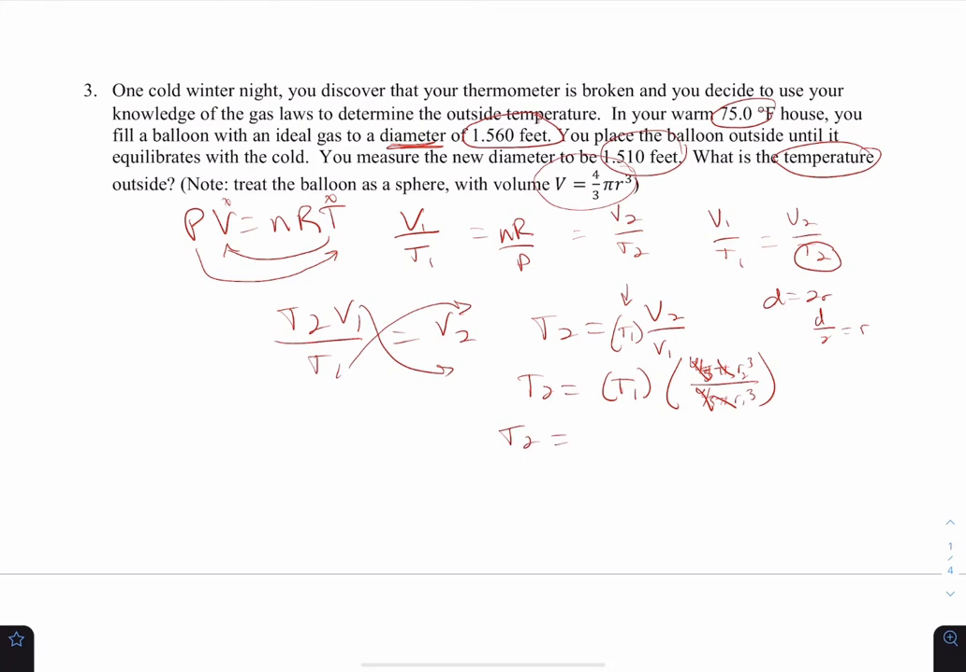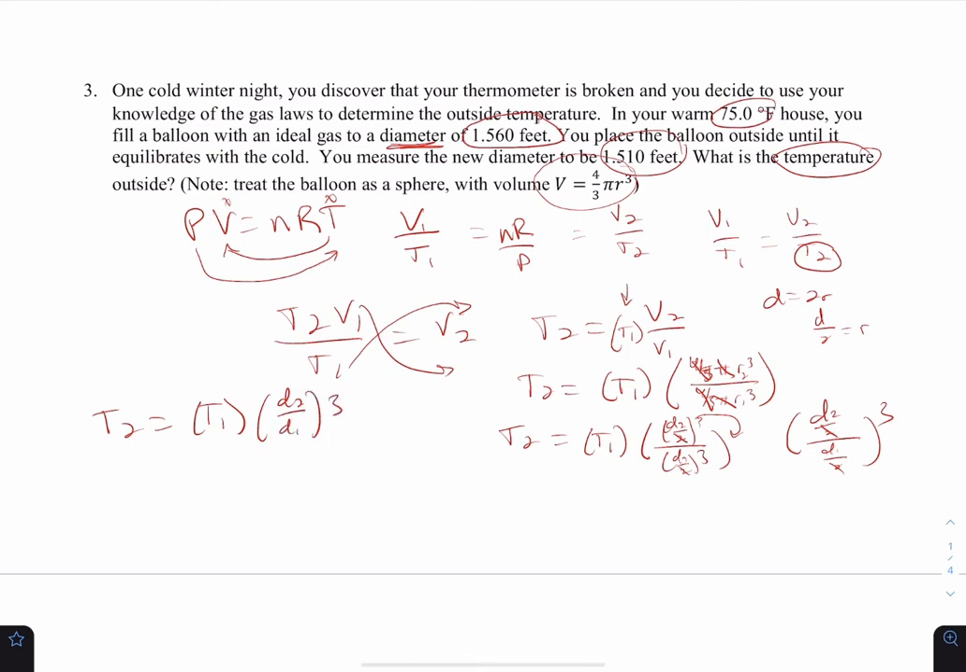So I get T2 is equal to T1, which we'll solve here in a second, times d2 over 2, cubed, over d1 over 2, cubed. And then I can cancel out the halves here, because I'm able to take out this cubed here. So it ends up being d2 over 2 over d1 over 2 cubed, and then I just cancel out the 2's. And so ultimately, to save us a lot of math later, I can solve this as just d2 over d1 cubed. Okay.